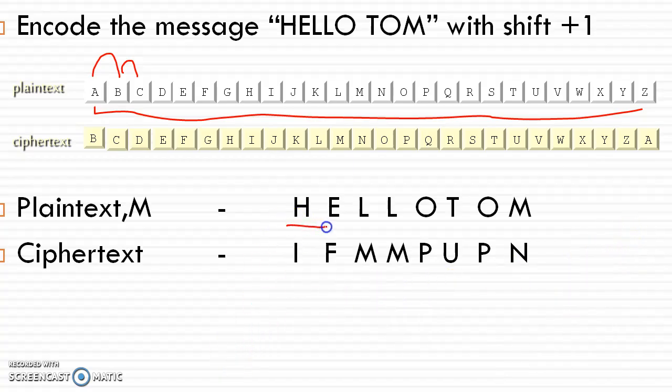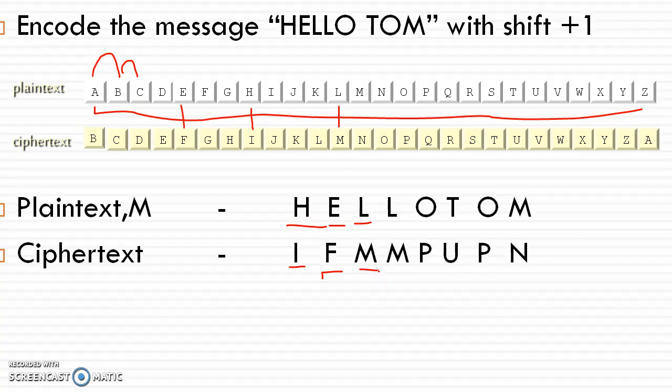The plain text is H. On this table, H has to be replaced with I. So H should be replaced with the letter I. E should be replaced with the letter F. E with F. Now L with M. L with M. Okay. So in this way you have to obtain the corresponding ciphertext message.